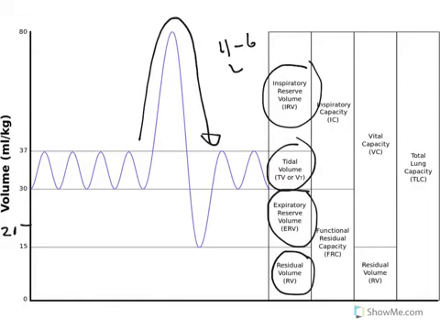So the lung will never be empty. There will always be air inside our lung. So in here we have the total lung capacity, as we can say. The total lung capacity is how much the lung can occupy normally.